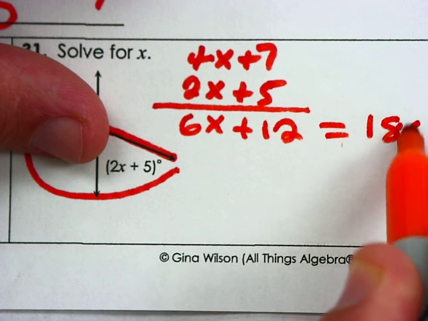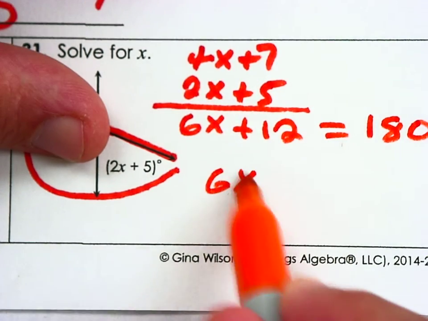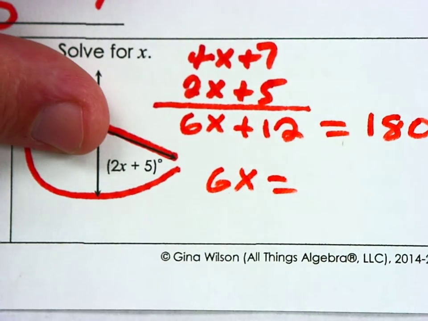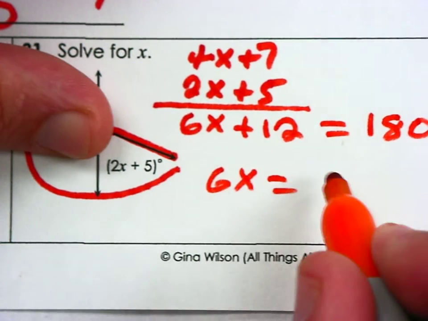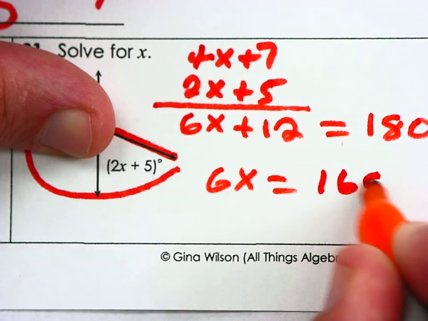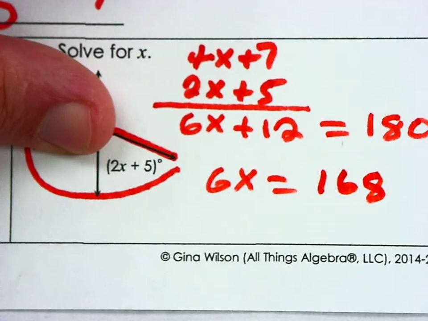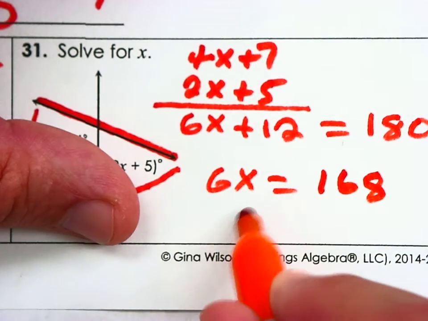Put the 180 over here. 6x, I'm going to subtract the 12. I'm sure someone out there is quicker than I am, but I got to make sure my brain is on today. 168. And then 168, you're going to divide by 6, and you get your answer of 28.